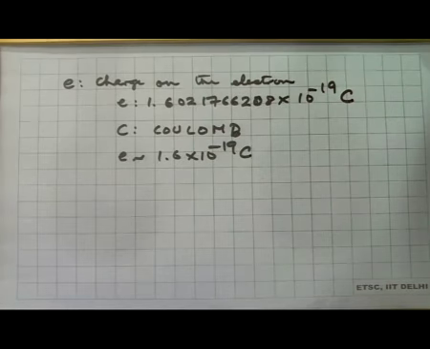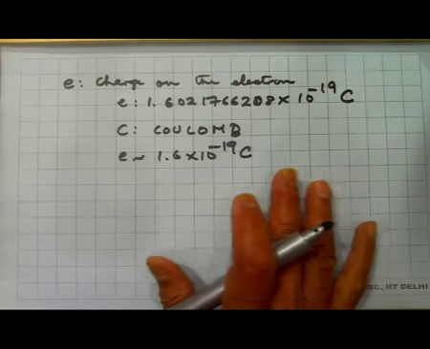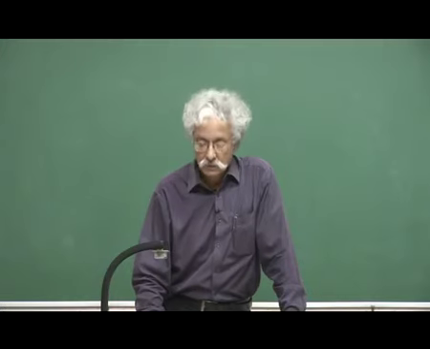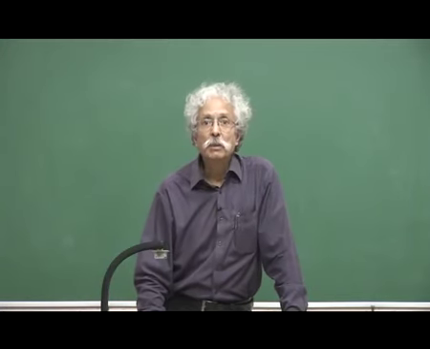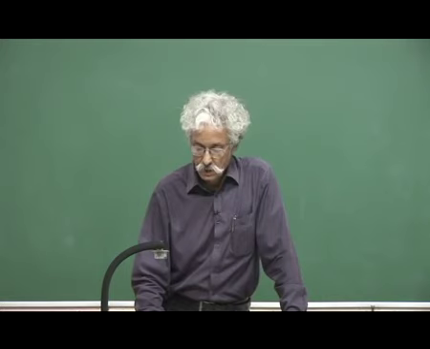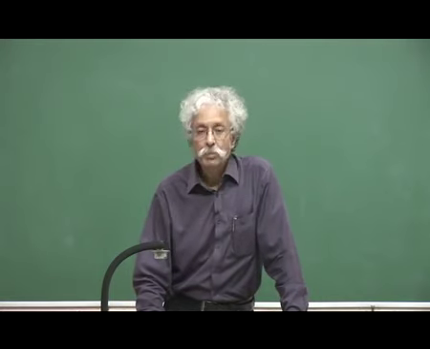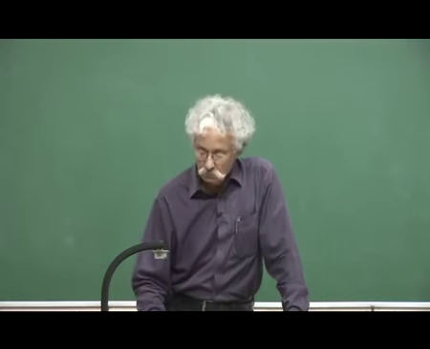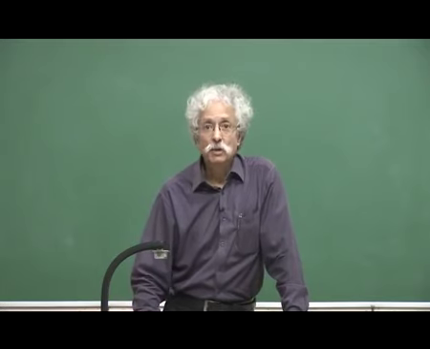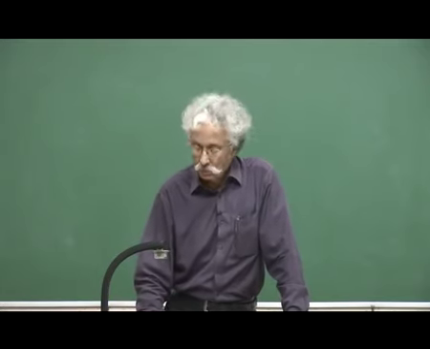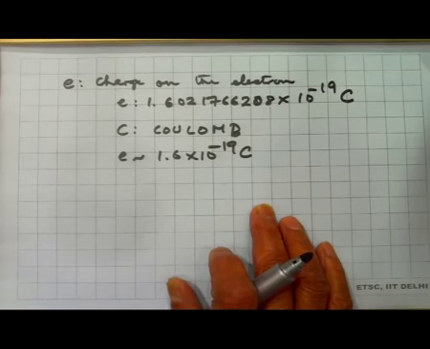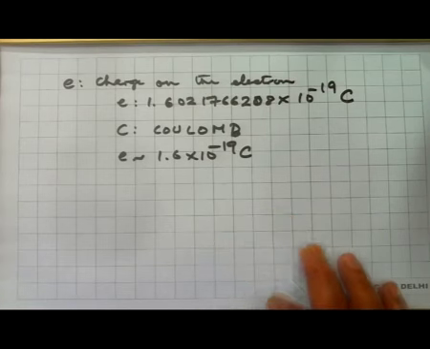Now, this is an experimentally verified fact that whatever charge you find anywhere is always an integral multiple of this number. You cannot have a charge, for example, of 3.01 into 10 to the minus 19 Coulomb. It is not possible. All charges will be integral multiples of this charge.